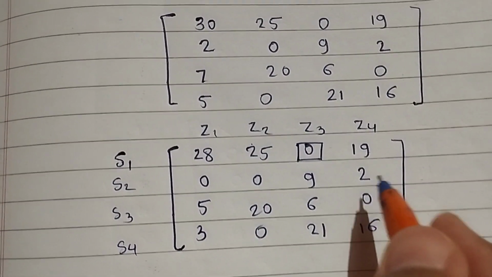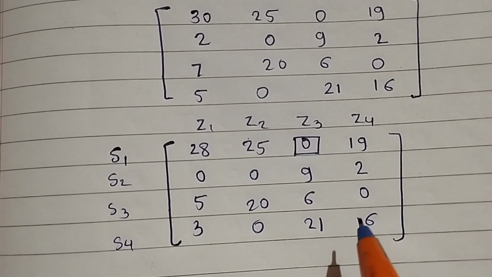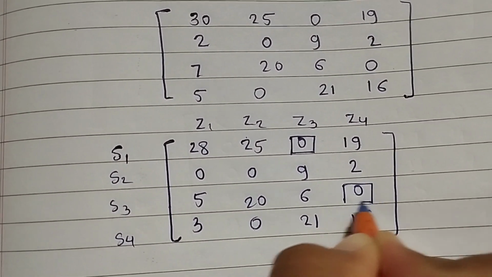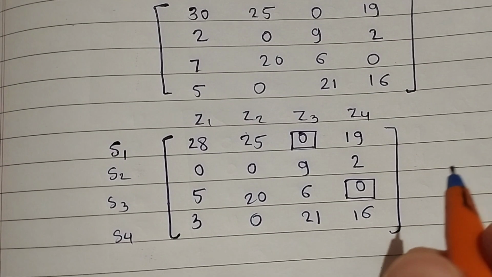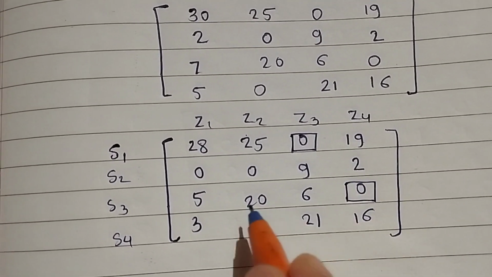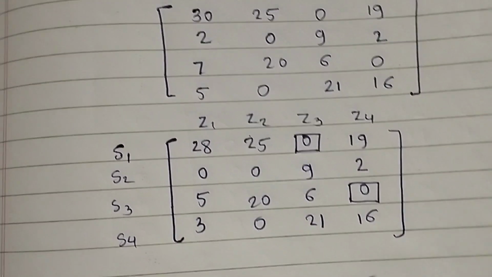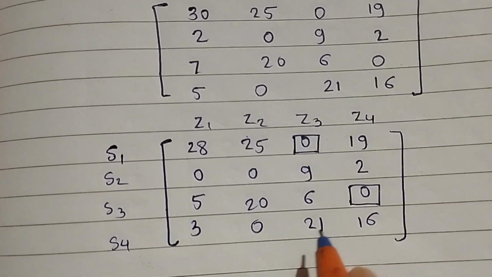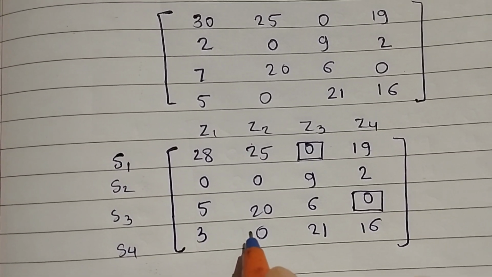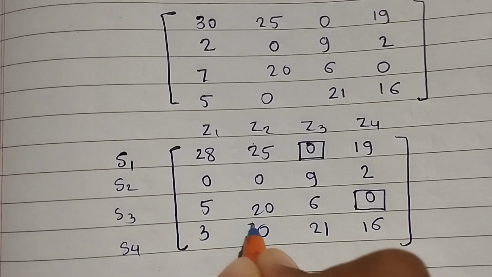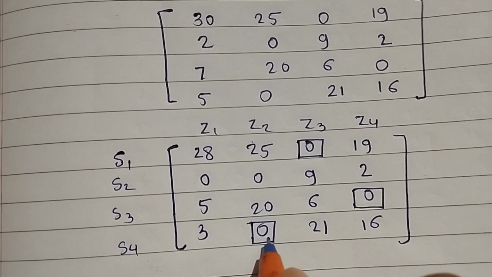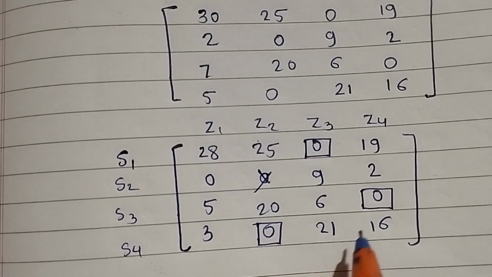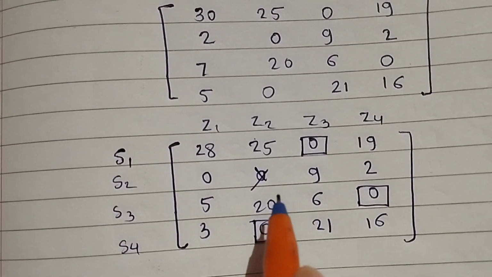Now we move to the second row. 2 zeros are present. For the third row, one 0 is present. So we assign that 0. Now cross all the zeros with respect to that 0. No other 0 is present. Now we move to the next. For the last row also only a single 0 is present, so we assign that 0 as an assignment. Cross all the zeros with respect to that row and column.